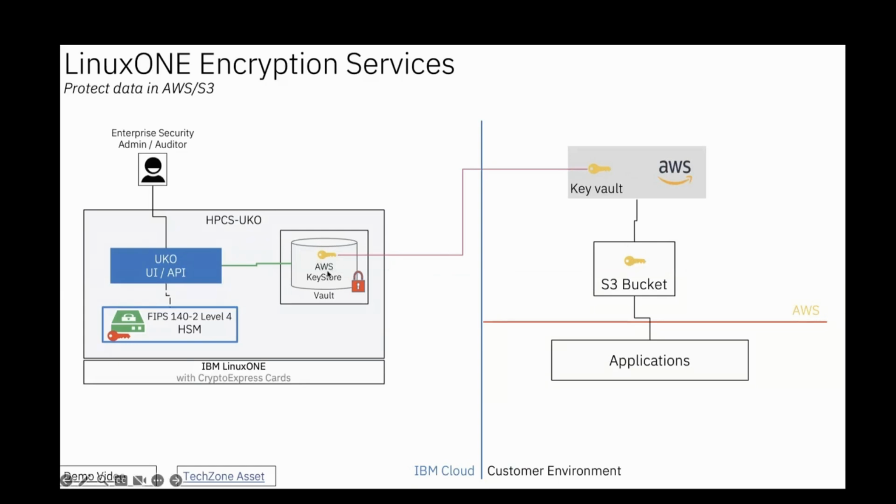You create the encryption key here on the IBM side, on the LinuxONE or IBM Cloud, push that over to AWS Key Vault, and then use that for the encryption. So if anything happens, if there is a breach, you simply go and disable this key here, and everything in the S3 bucket becomes unusable instantaneously. So those are the kind of controls that we are looking for.